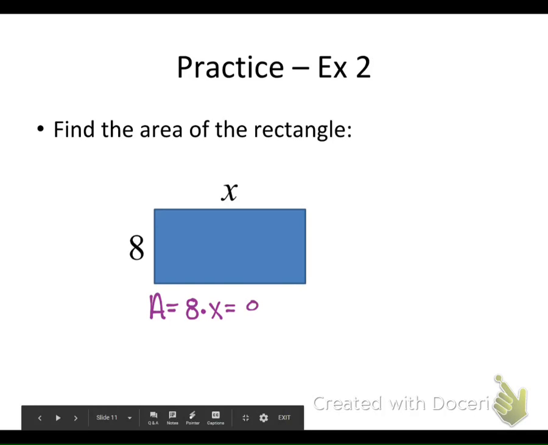So what's the area of this rectangle? That's it. What? That's it. Now, it's not a number that we're used to seeing when we're talking about area. When we're talking about area, we're usually used to seeing just numbers. No variables in with it.